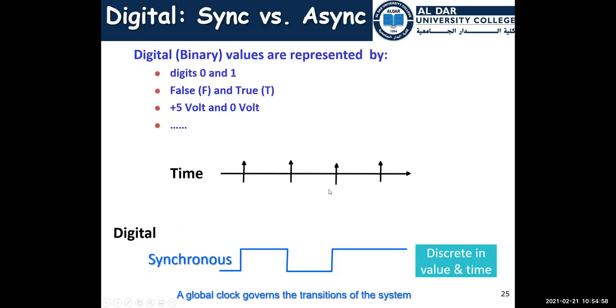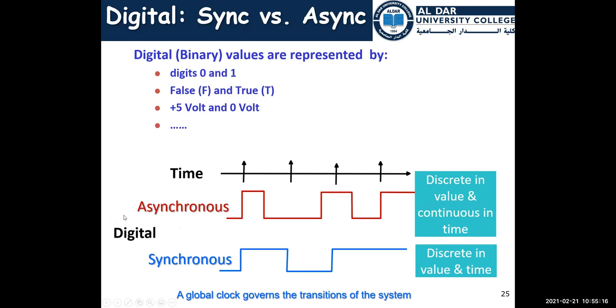We can represent the digital data in many formats, like zero and one, like true and false, like plus 5 volts and 0 volts. And also we have two types, synchronous and asynchronous. The asynchronous means this is continuous in time. I mean, this is the first one, this is the second one, this is the third one. But in synchronous, we can have a clock.